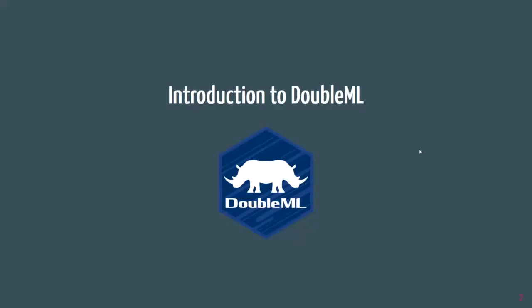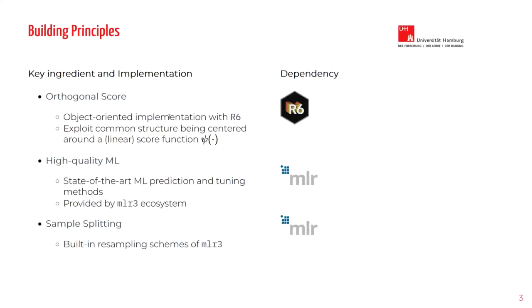There you go. So now we talked about the general approach of double machine learning. It was a theoretical introduction, more or less. Now let's talk about the implementation: how can you really do it in practice based on our package for R? Okay, so let's start with our building principles.